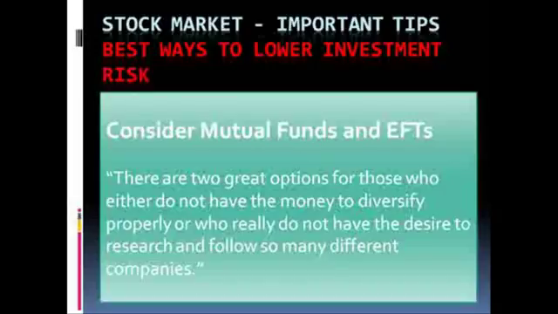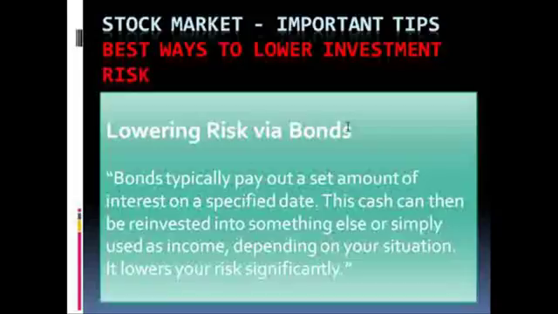Now the third and last important point that we are going to cover as a best way to lower your investment risk is lowering risk via bonds. Bonds are a really good way to diversify your overall investment portfolio because bonds typically pay out a set amount of interest on a specific date. This cash can then be reinvested into something else or simply used as income. Depending on your situation, it can be optimized.